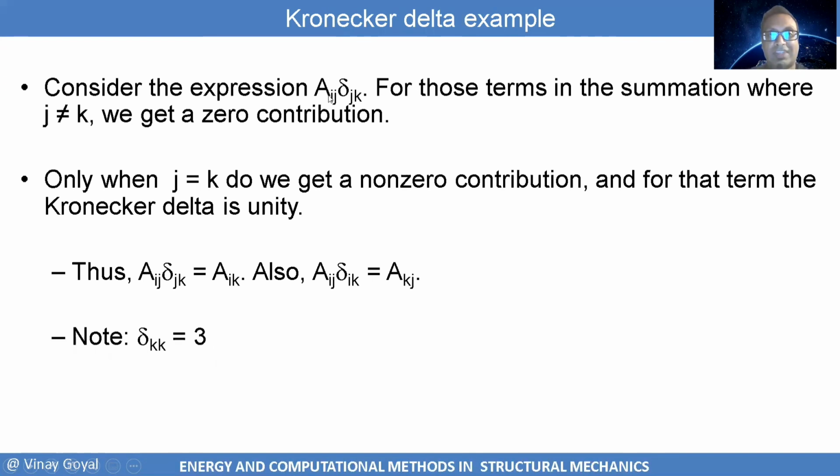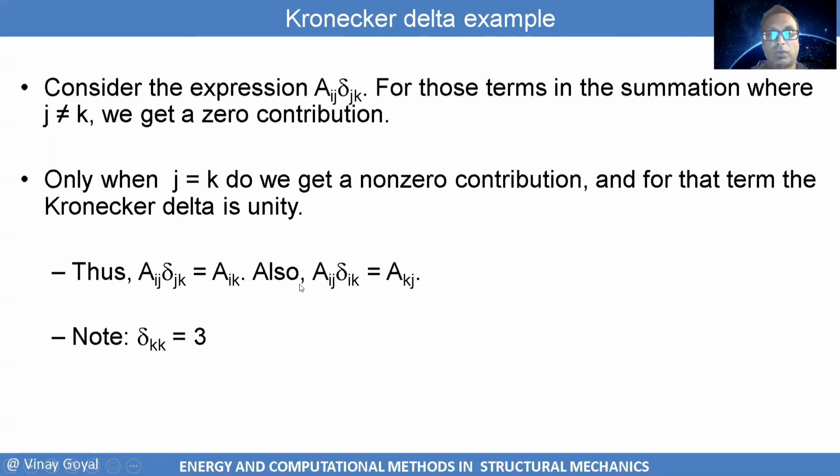Let's consider the expression a_ij del_jk. For those terms in the summation where j is not equal to k, those terms will be 0. And so only when j equals k, we get a non-zero contribution. And for that term, the Kronecker delta is unity. So all you have to do is cancel j and bring k over, and so you get a_ik. Now notice that this is a second order system because j is repeated, but i and k are free indices. And so here I've canceled j, brought k over, and I get a_ik.